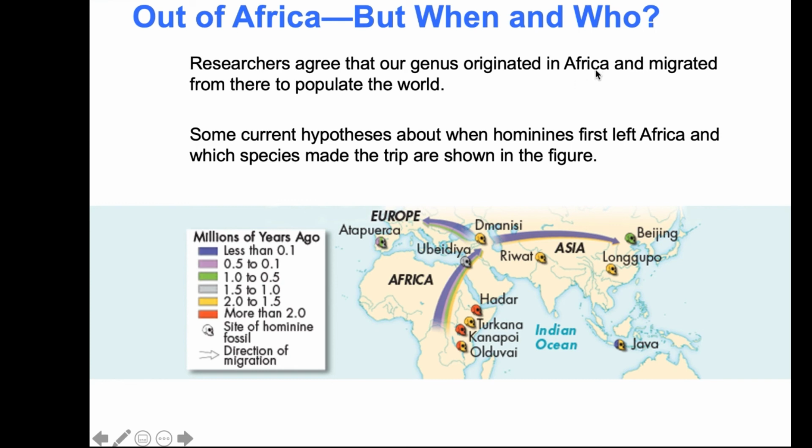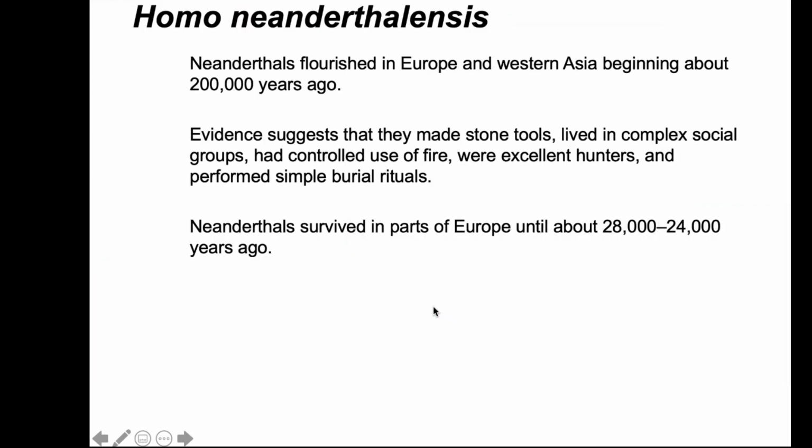So researchers agree that our genus originated in Africa and migrated from there. So remember Pangaea, and that a lot of continents were a lot closer. So the idea is that we all came from somewhere in Africa, and then we all spread out and started migrating around the world and therefore changed over time. You can see how people slowly change. We can see the diversity now, especially where we have different skin colors, different facial structures, all these things. And that was evolution over time. But at first, we all looked very similar here in Africa.